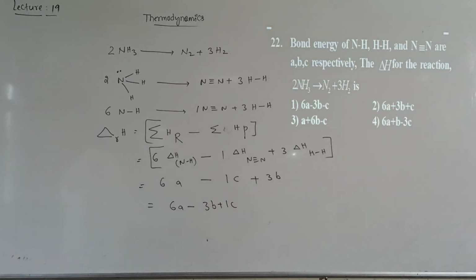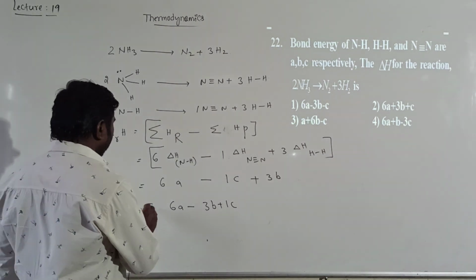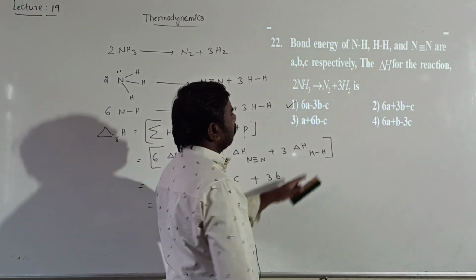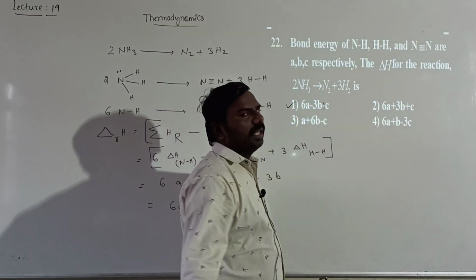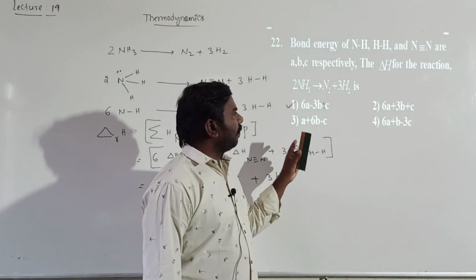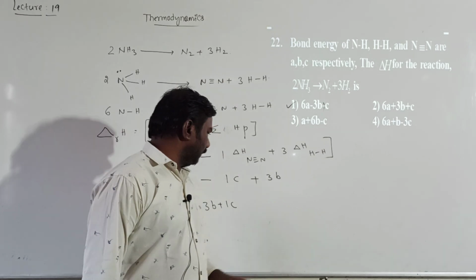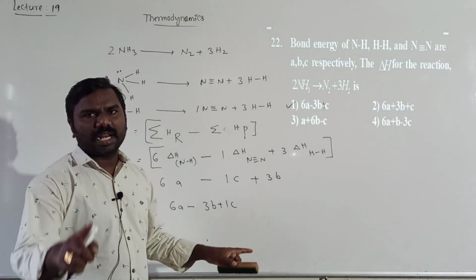Option A is correct. In option A, they gave minus C, students. It is not minus C, it is plus C. Correct it: 6A minus 3B plus C.